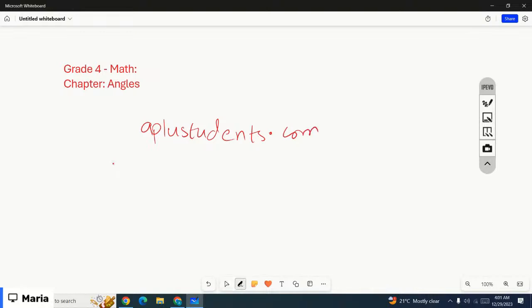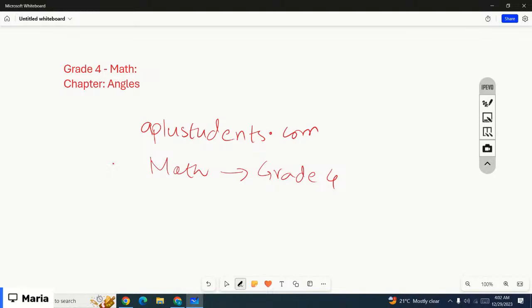You have to log in there using your email address, and the password is provided by the administrator. Then you have to select math from the subject tab, scroll down to grade 4, and then click on view all lessons. There you can find a list of the chapters. We're going to start with the chapter angles.